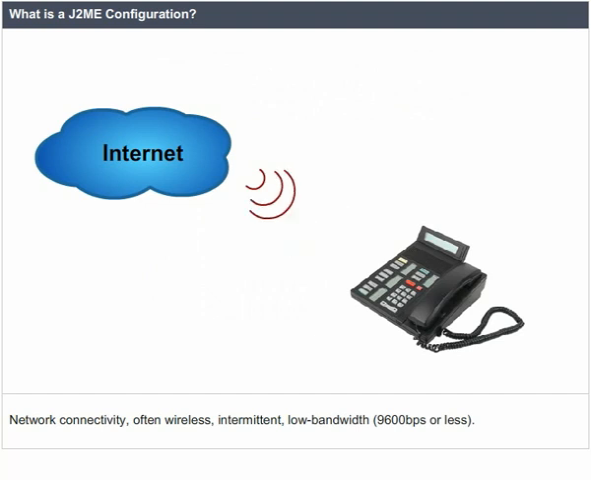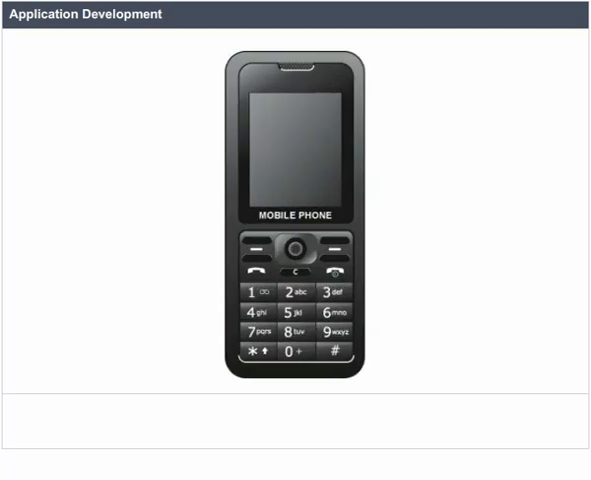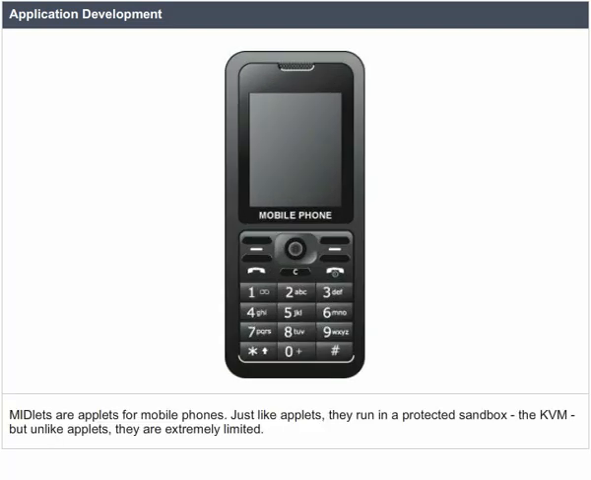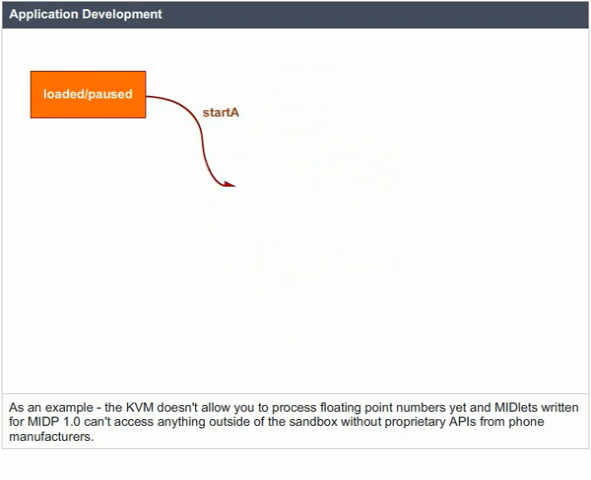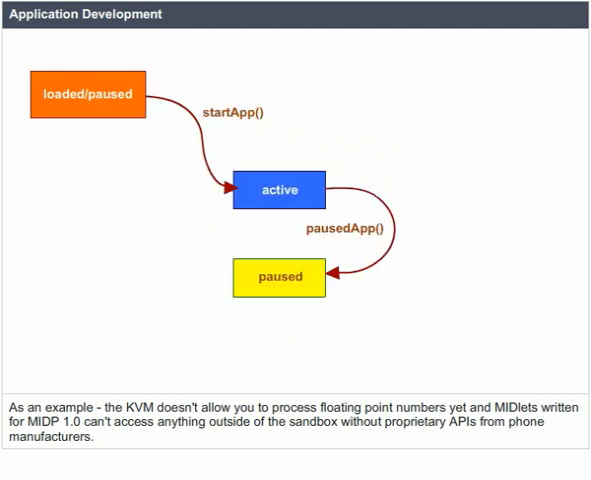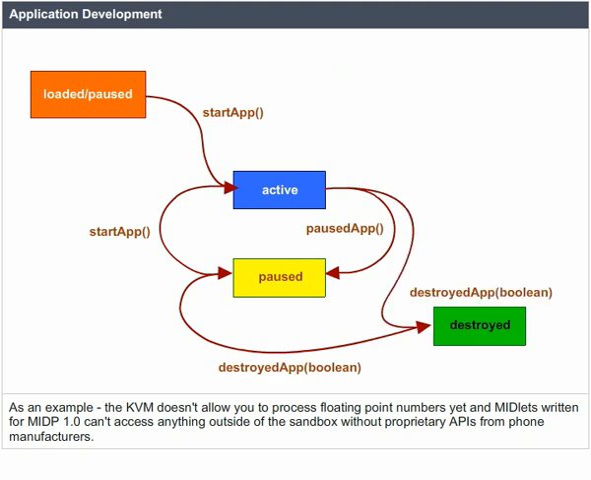Application development. Midlets are applets for mobile phones. Just like applets, they run in a protected sandbox, the KVM, but unlike applets, they are extremely limited. MIDP 1.0 is currently found on most Java-capable phones and is fairly restrictive. As an example, the KVM doesn't allow you to process floating point numbers yet, and midlets written for MIDP 1.0 can't access anything outside of the sandbox without proprietary APIs from phone manufacturers.